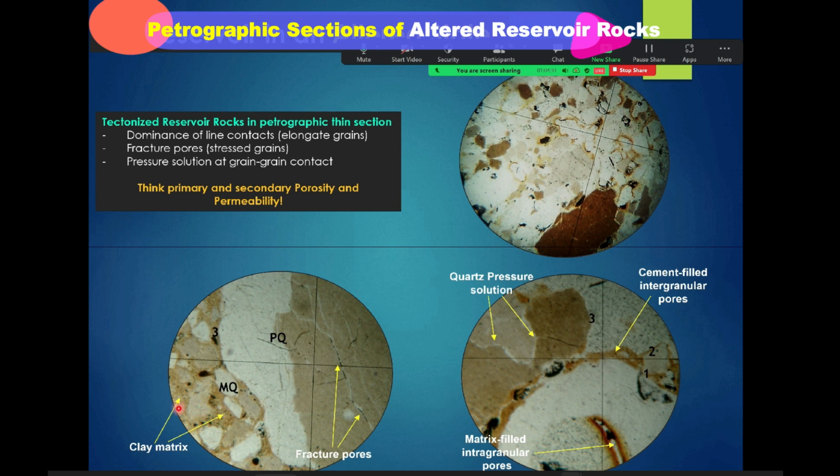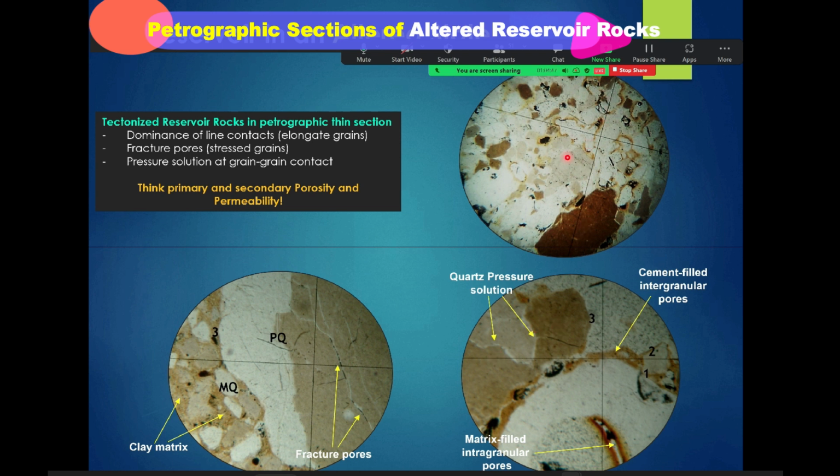And then we have clay matrix. Okay, and then I had shown you pressure solution. So think of all of this as things that can happen to the reservoir from the initial to the altered state, and how that can affect both the primary and the secondary porosity and permeability of the rocks.